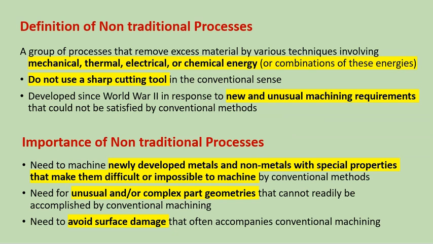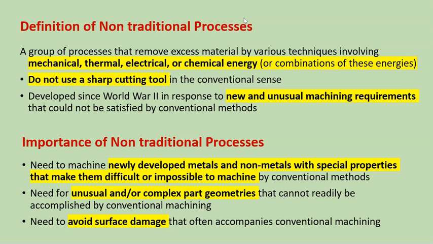What is non-traditional? Non-traditional machining means a process of material removal but using mechanical, thermal, electrical, and chemical energy. Sometimes they combine this energy. It also doesn't involve the use of sharp cutting tools as in traditional machining.